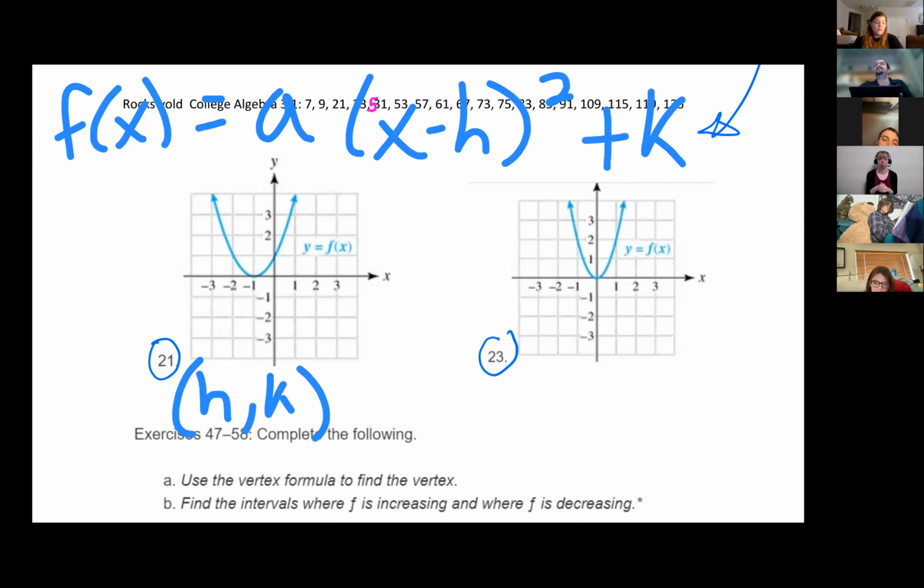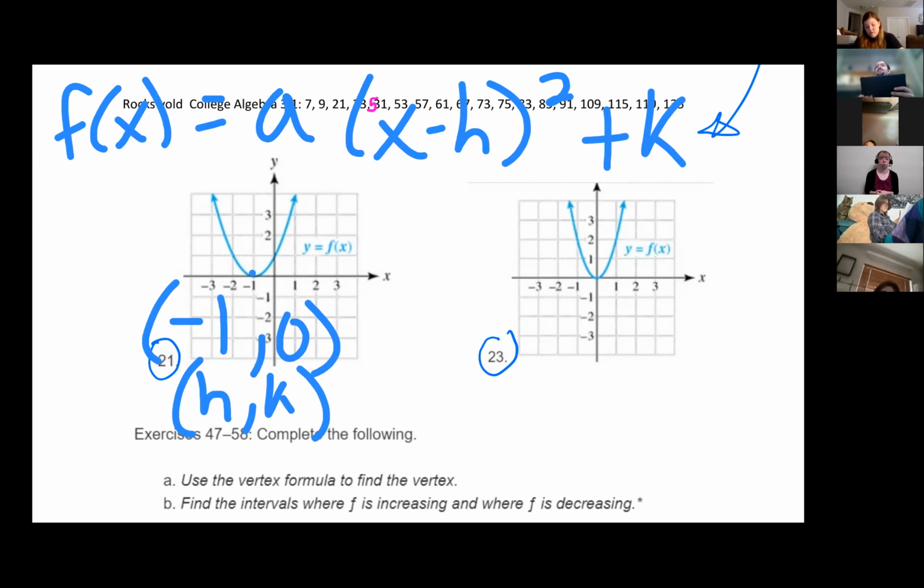Brian, you want to do this one? -1. I'm all confused on this one. All right. Is the vertex -1, 0? Yes, that's exactly what it is, right? My x coordinate is -1. My y coordinate right there is 0. Talking about that point right there. So give me the coordinates of that point. That's going to give me my h comma k.